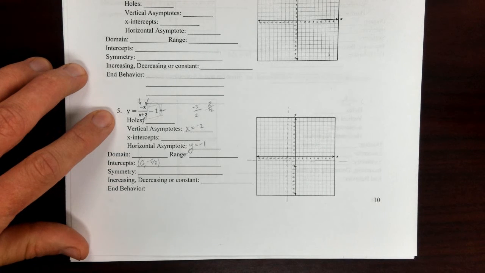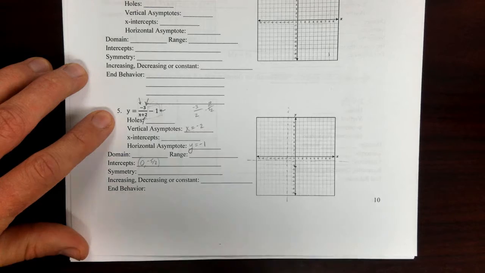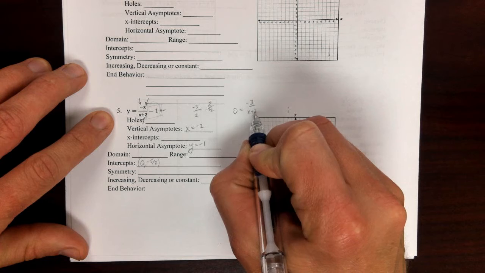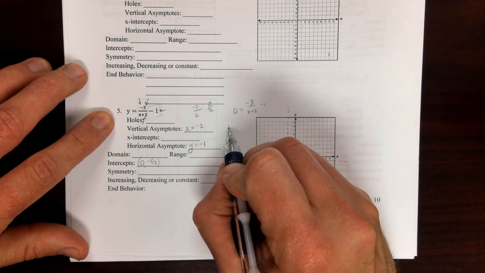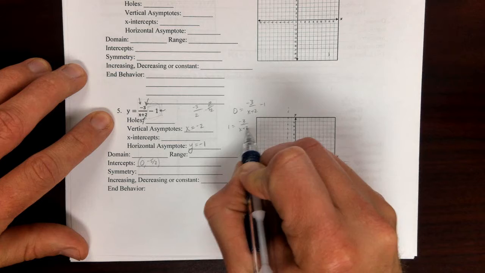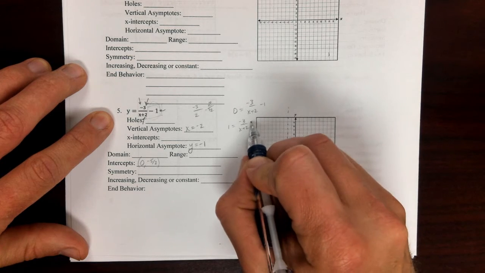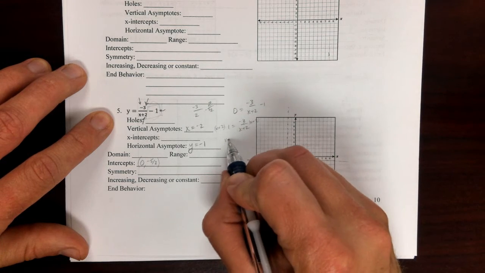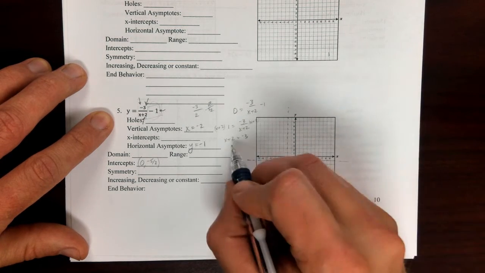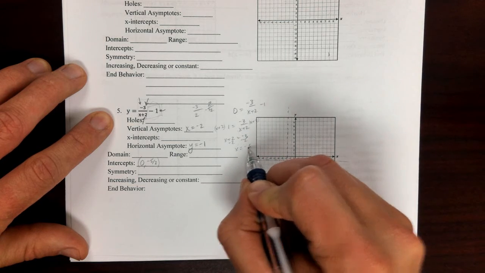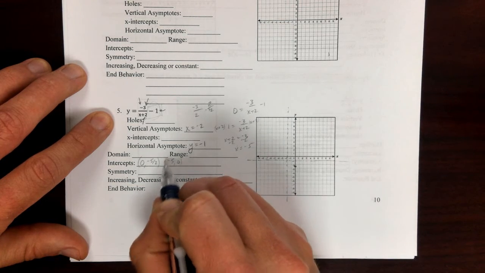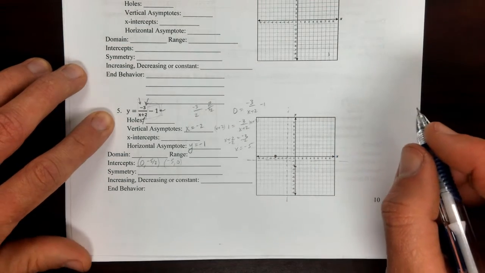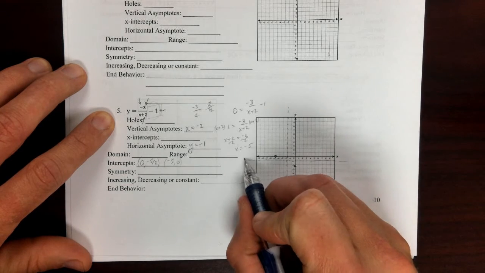Same thing for the x-intercept. I'm going to set this equal to 0. So I've got 0 equals -3 over x plus 2, minus 1. We're going to add 1 to both sides, so 1 equals -3 over x plus 2. Let's get rid of our denominator, so let's multiply by x plus 2 on both sides. Well, 1 times that is just itself, so x plus 2 equals -3. Now subtract 2, x equals -5. So we have an intercept at -5, 0. Now my graph would look like this.